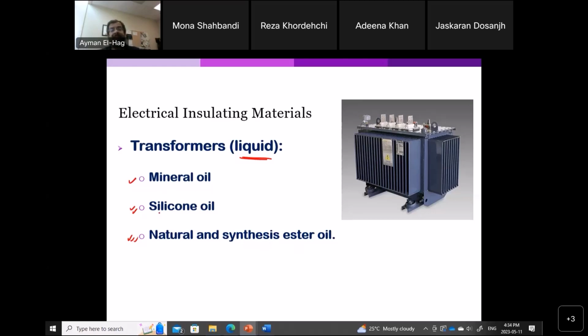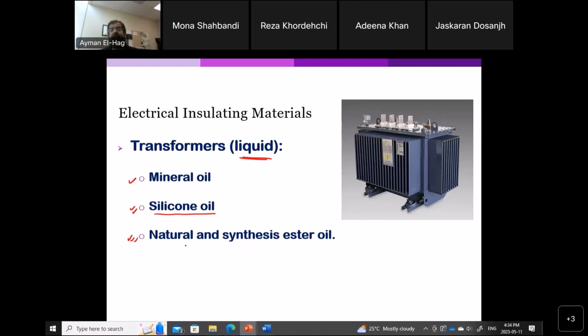We have synthetic oil or silicone oil. This is not a hydrocarbon oil. This oil has an advantage over mineral oil in that the flammable temperature is much, much higher. However, it has certain disadvantages, cost being one of them.